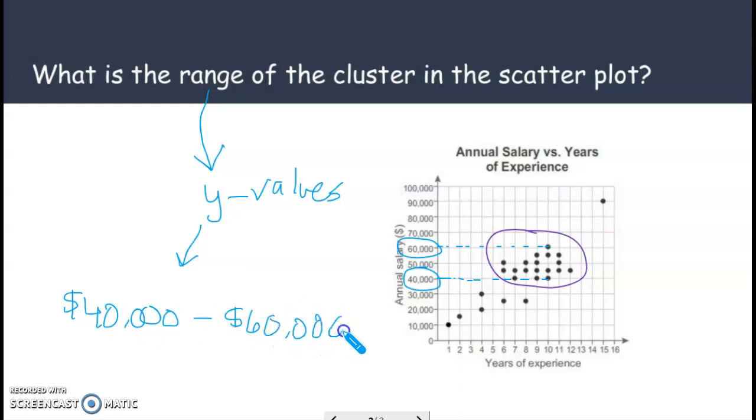Now, this question isn't asking for it, but the opposite would be true if you're talking about domain. The word domain refers to the x values. So I'll just illustrate the domain here real quickly. The x value is the leftmost part of the cluster and the rightmost part of the cluster. And if they were talking about what's the domain of the cluster, you would say between 6 and 12.